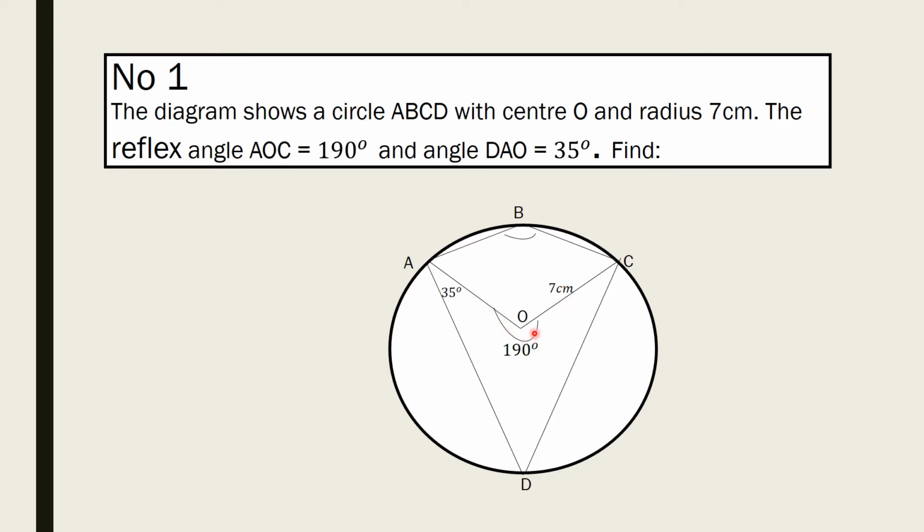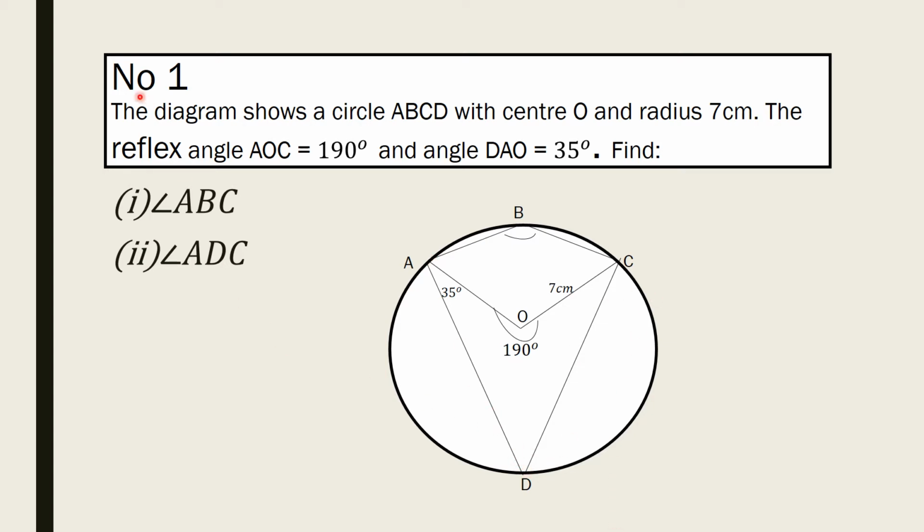We have two angles here. Angle AOC is 190 degrees, and we have another angle, DAO, which is 35 degrees. We are asked to find these angles. The first is angle ABC, and then angle ADC. Let me show you where the angles are. Angle ABC is formed at B. This is the place. And angle ADC is formed at D.